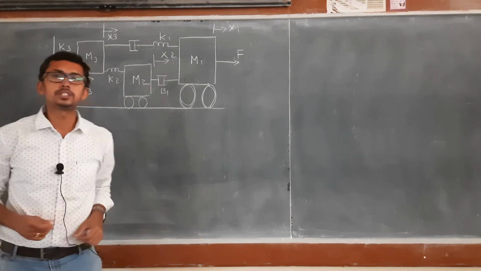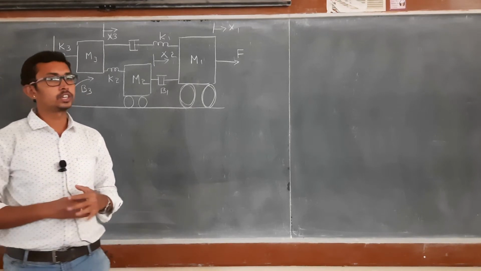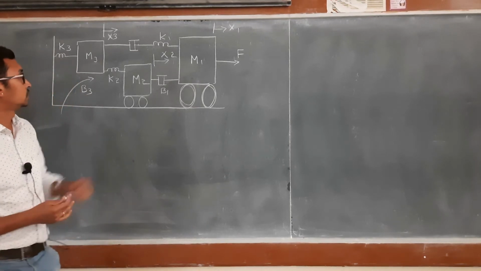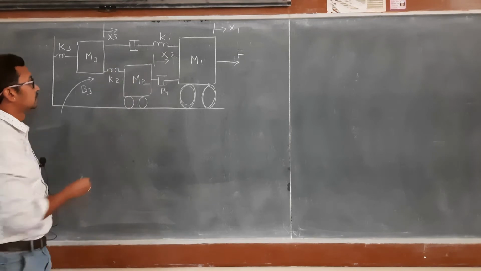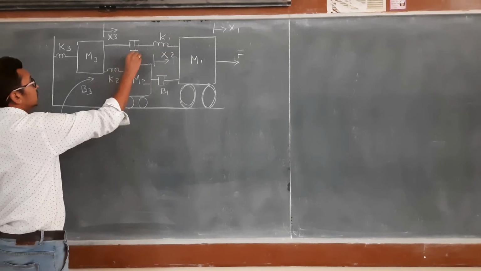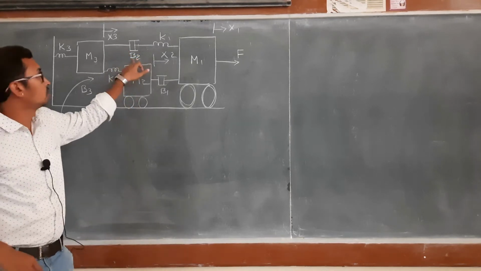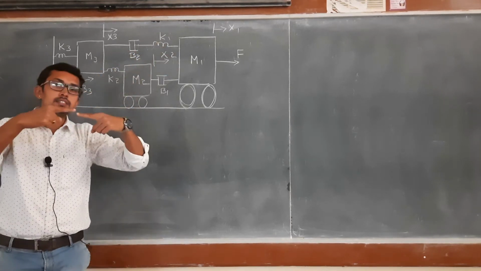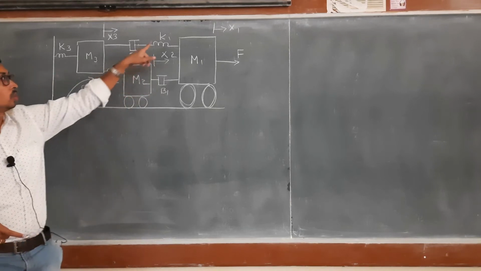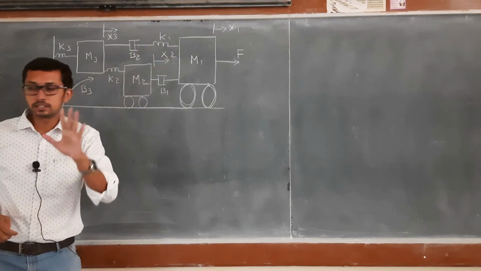There is one small change here. What is that change? Please pay attention. Here the damper, I am going to name it as B2. So there is a damper B2, and K1 is connected in series. B2 and K1 are connected in series.